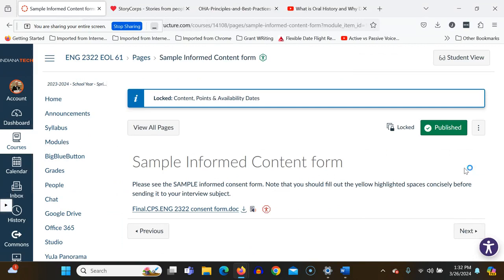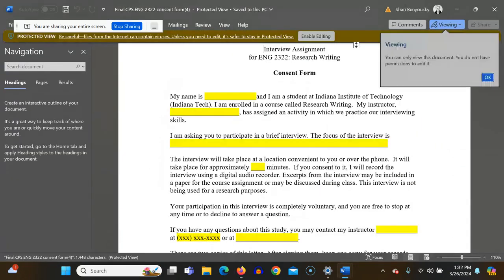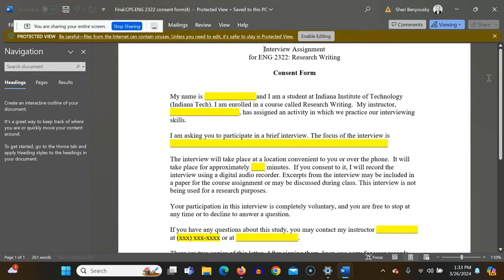Now, when you do your interview of the person, you do want to have a consent form. I warned you about that ahead of time. When you turn this in, eventually it's going to look like this. You can send this to them via webmail if you want to. You can print it out and hand it to them.